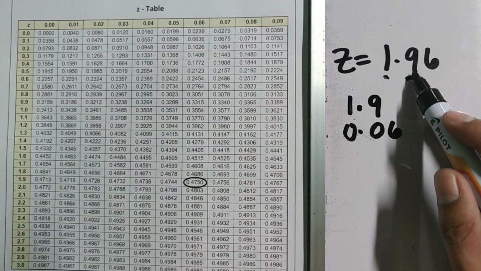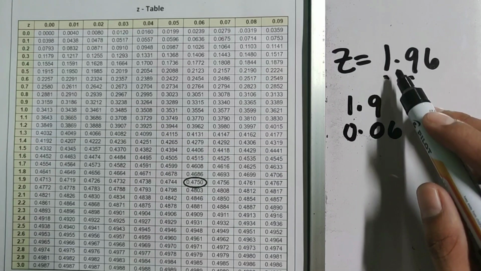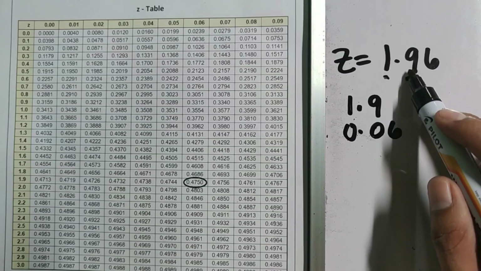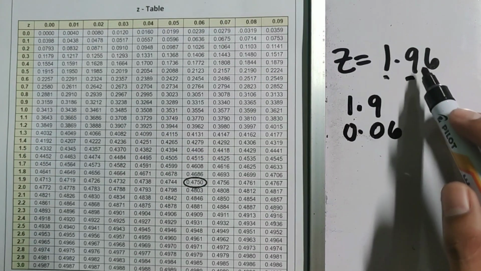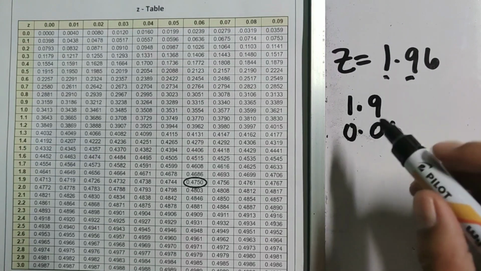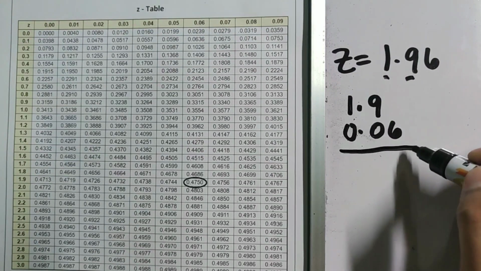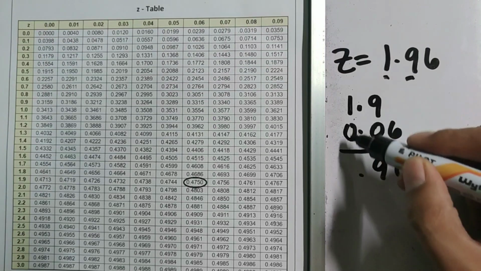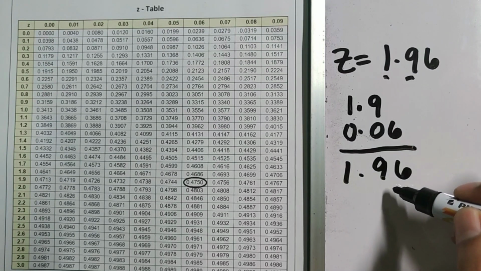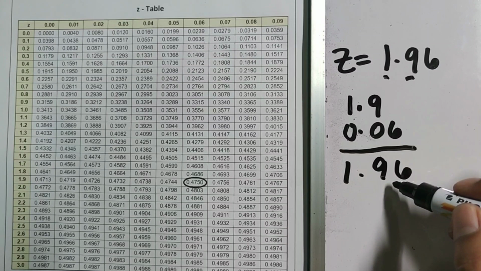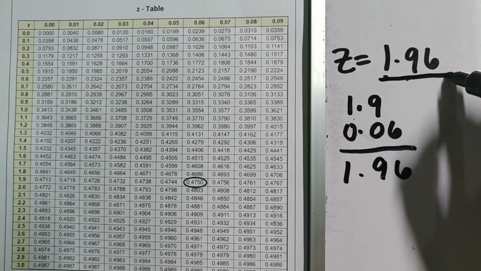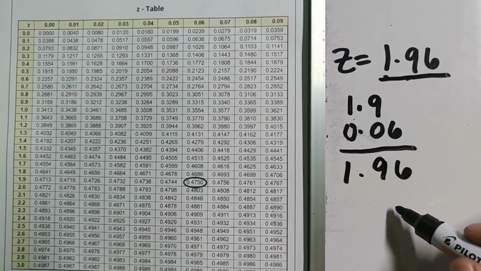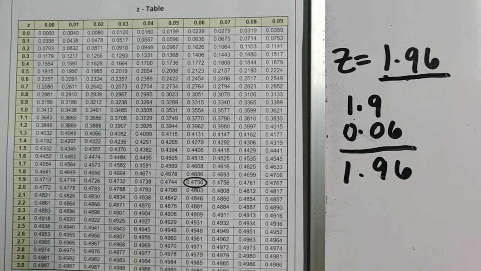Since nakuha natin si 1.9, palitan na natin into 0, so magiging 0.06. Because if we add this, kapag ipa-plus natin ito, 1.9 plus 0.06, babalik pa rin sa original value ni z, which is 1.96. So, bakit natin ito hahatiin? For us to locate the area of this z.